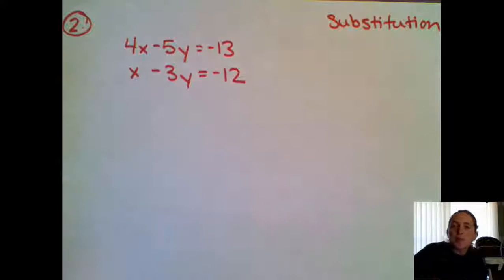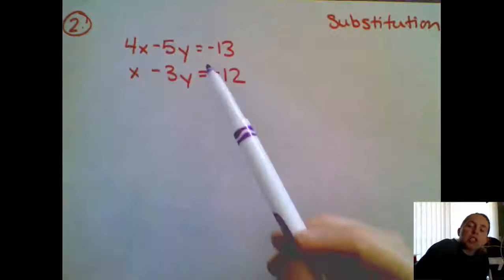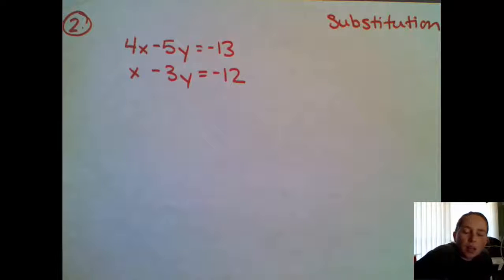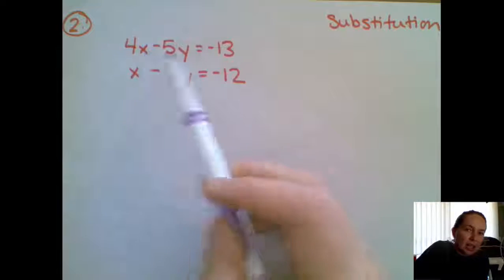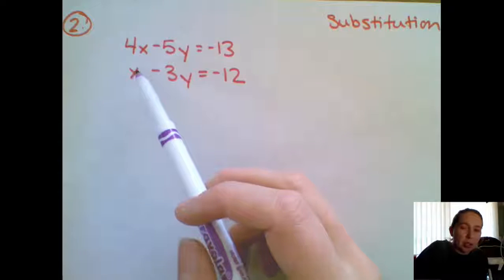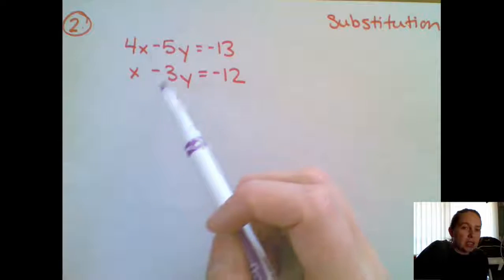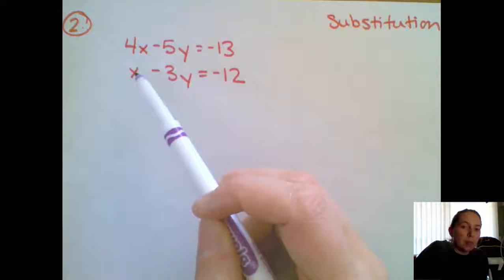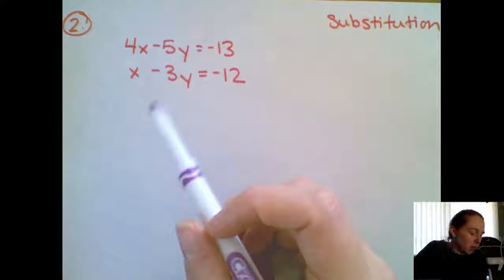So here's another example of substitution. This one's a little more challenging because neither one of your equations has the variable by itself. What you need to do is rearrange one of your equations so that the variable is by itself. I tend to like to look for letters, if possible, that do not have a number in front. For example, this x does not have a number in front, which makes your life a little bit easier.